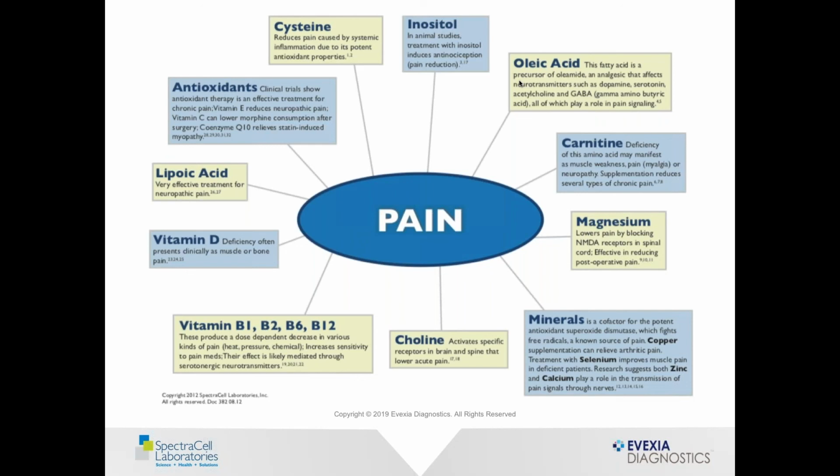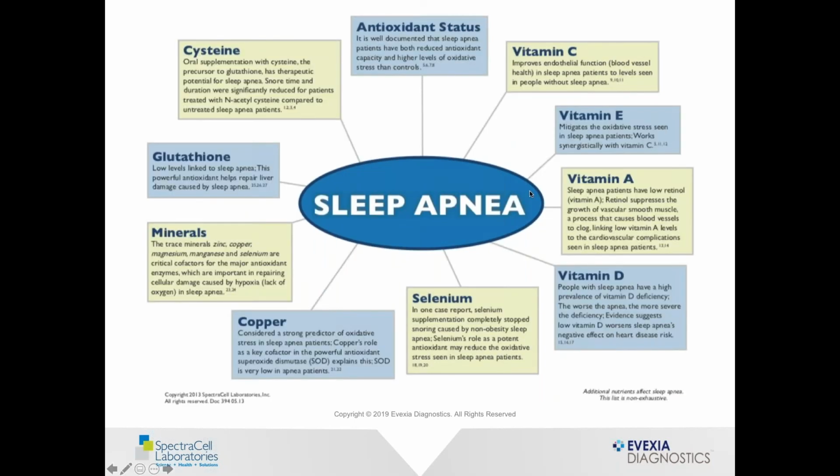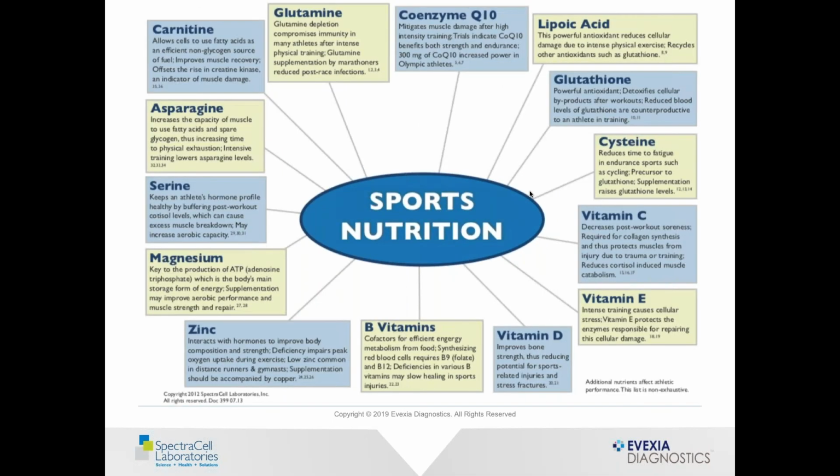It helps with dopamine, serotonin, acetylcholine, and gamma-aminobutyric acid, all of which play a role in pain signaling. So that's a real good one to take a look at for chronic pain, and how many patients are coming in with chronic pain. Another reason to take a look at that as well. Sleep apnea, the analytes here for you to take a look at that are associated with that are very commonly sports nutrition as well.